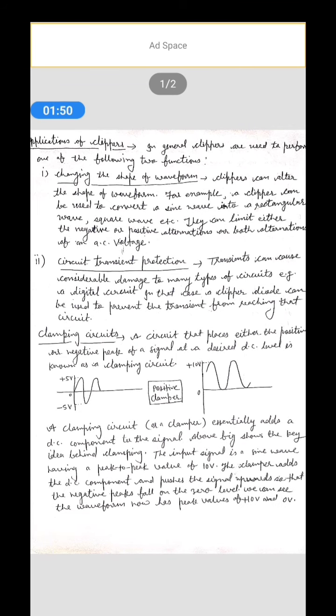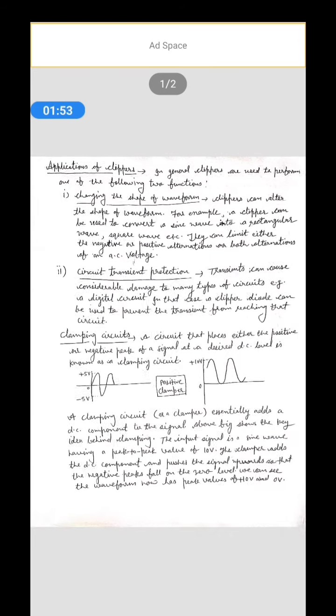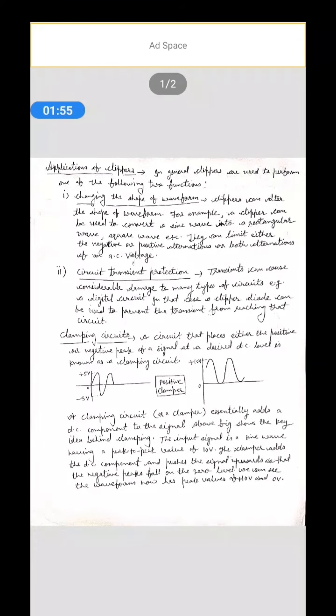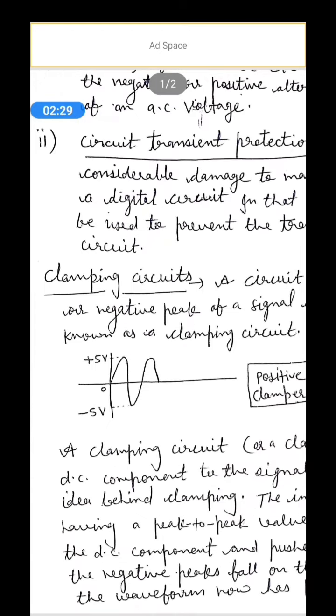Now, next is clamping circuits. What is a clamper? A clamper or a clamping circuit is a circuit that places either the positive or negative peak of a signal at a desired DC level.